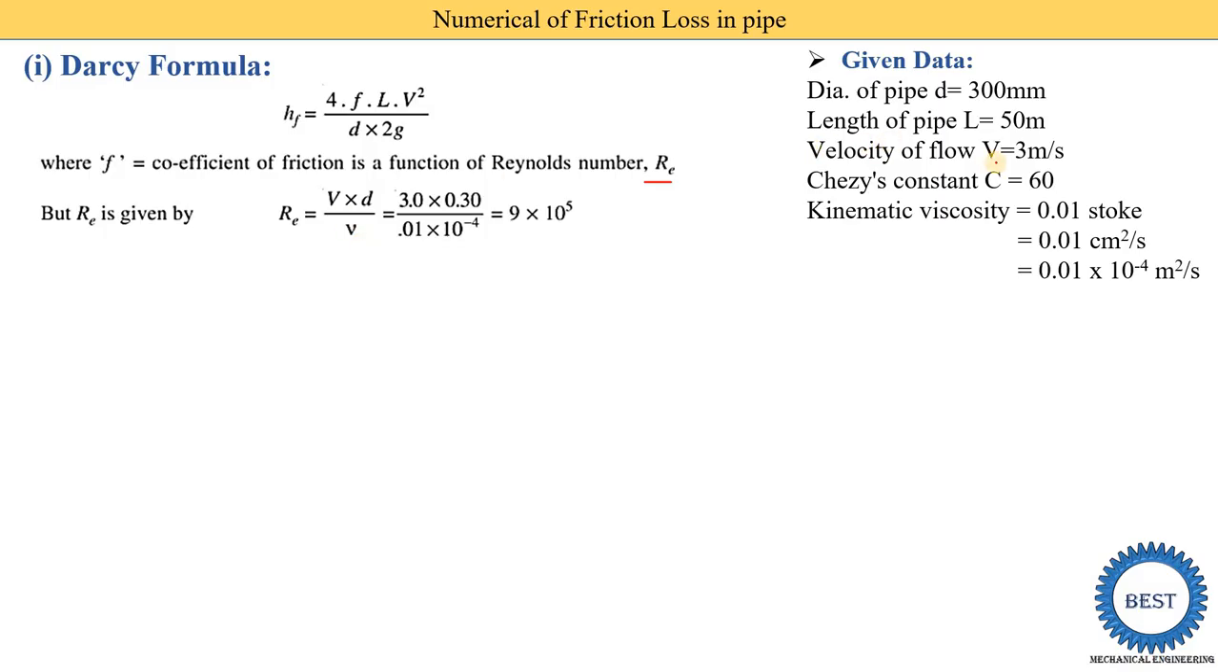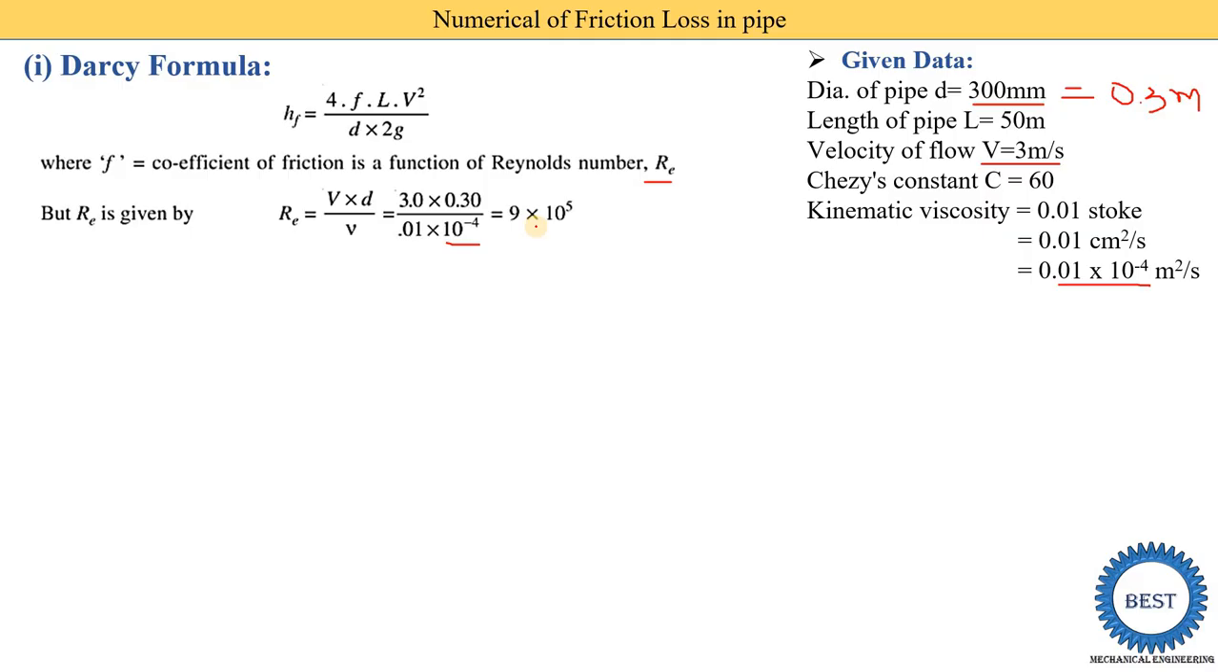So here the velocity is given, that is V is equal to 3 meter per second. Diameter is 0.3, so 300 mm is given, so we already converted that 300 mm is equal to 0.3 meters. We also put the kinematic viscosity, it is 0.01 into 10 raised to minus 4. Okay, so we calculate this equation, so we get the answer. Reynolds number is equal to 9 into 10 raised to 5.